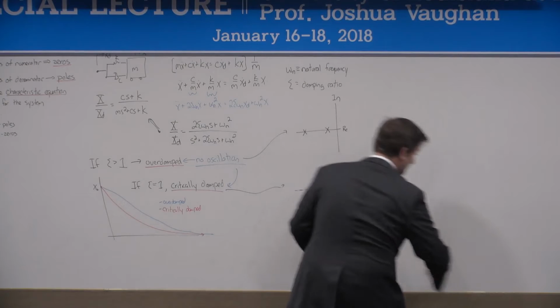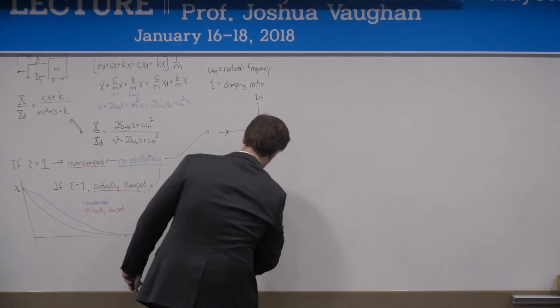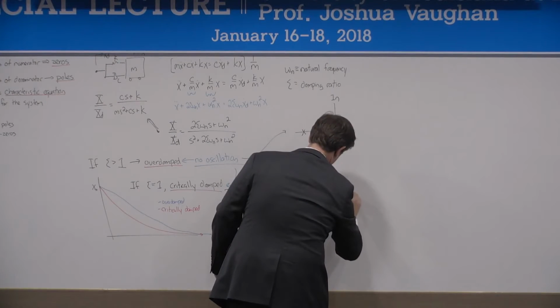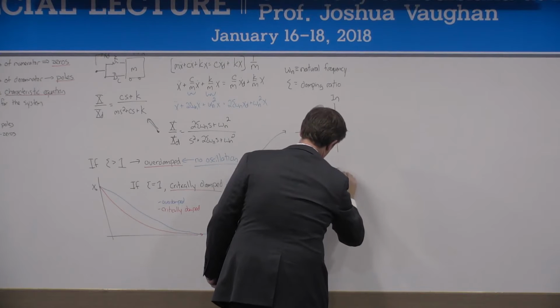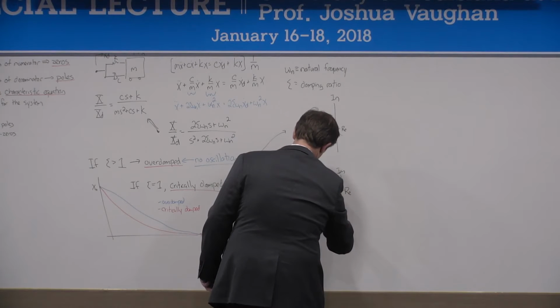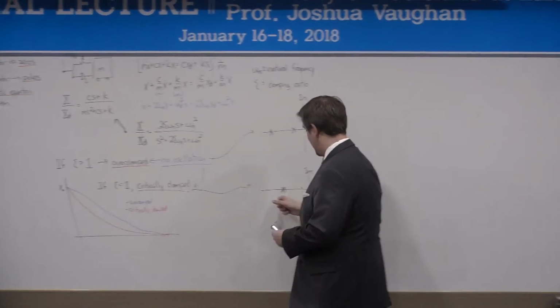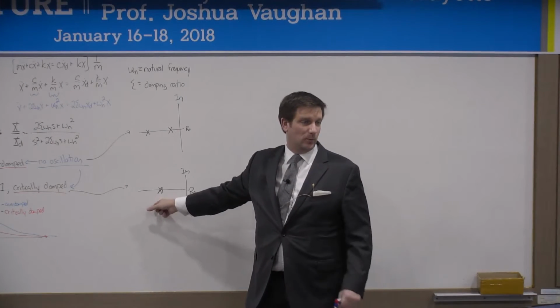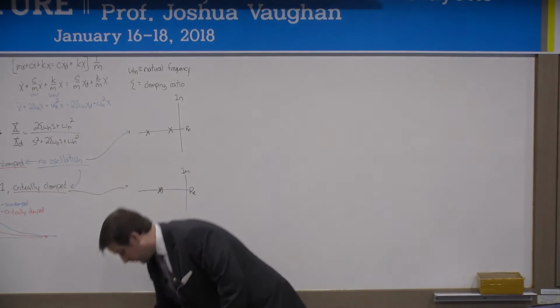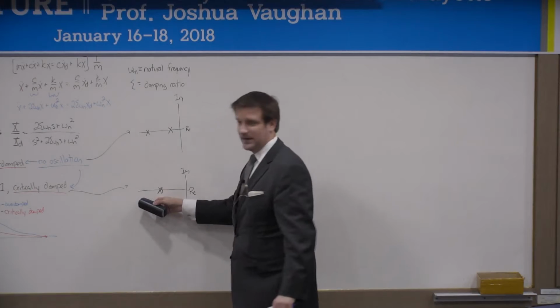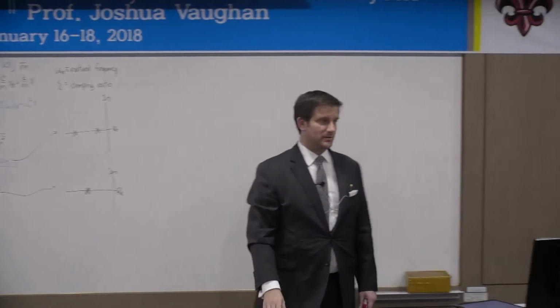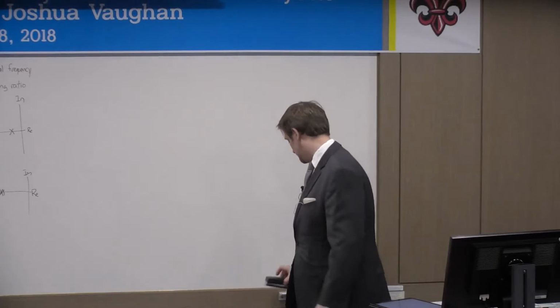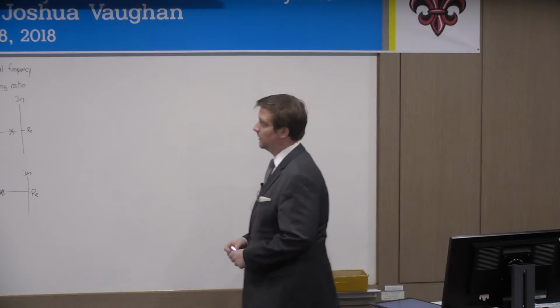If you look at the critically damped case, you actually have repeated real poles, repeated roots. So these are actually at the exact same location, but they're still both completely on the real axis.